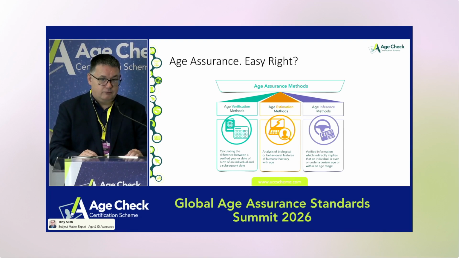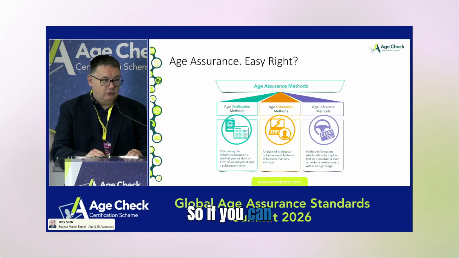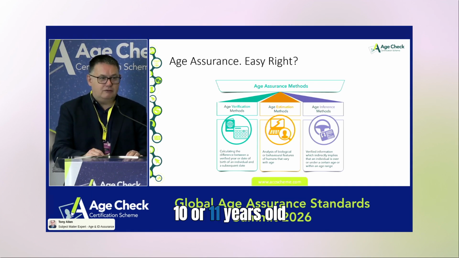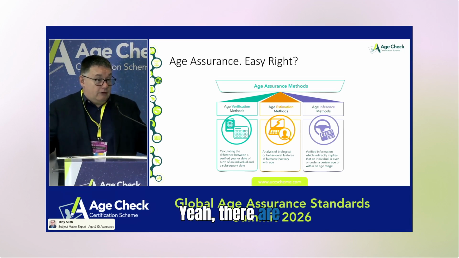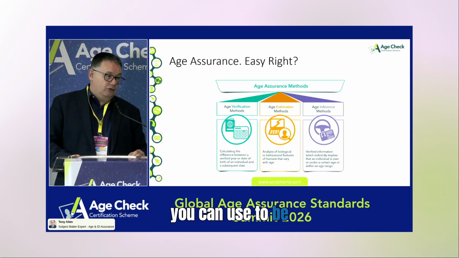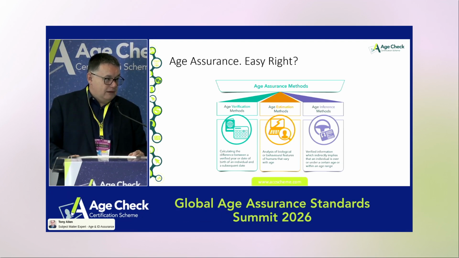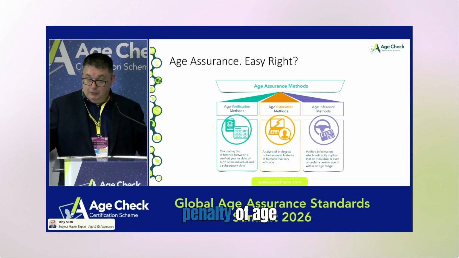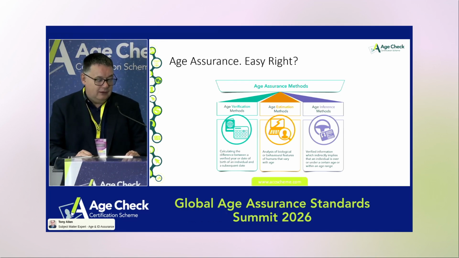You have a mortgage. If you can establish that someone's got a mortgage, you can reasonably infer they're likely to be an adult. You're in grade 6 at school. If you can establish that someone's in grade 6, it's reasonable to infer that they're likely to be, what's grade 6? About 10 or 11 years old, something like that. There are thousands and thousands of facts about individuals which you can use to infer something about their age. And those three different methods are the panoply of age assurance in the international standard.